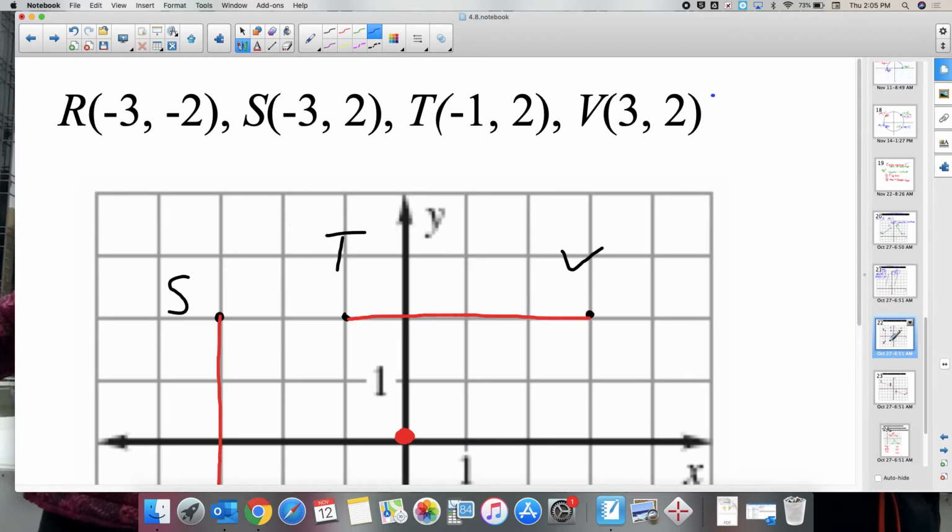Taking a look at your third one then. It says graph RS and TV. Tell whether TV is a rotation of RS. So, can R get to T? Go 90 degrees. Flip them.